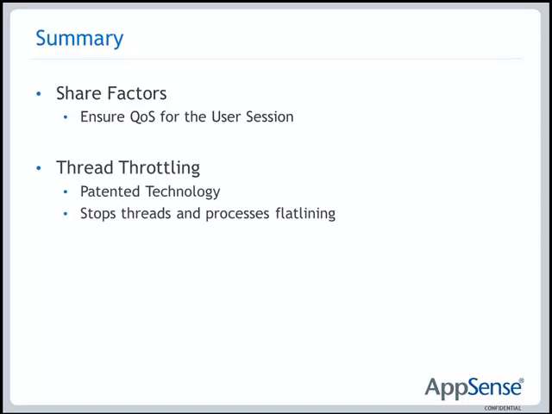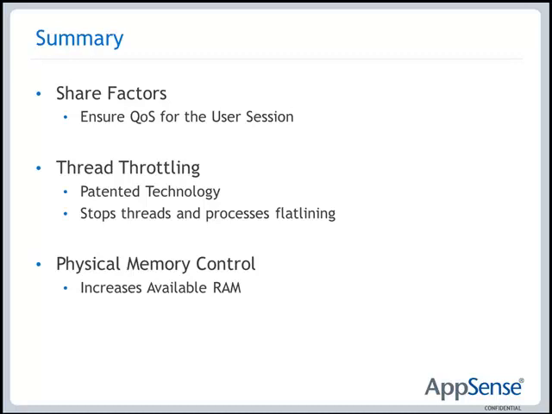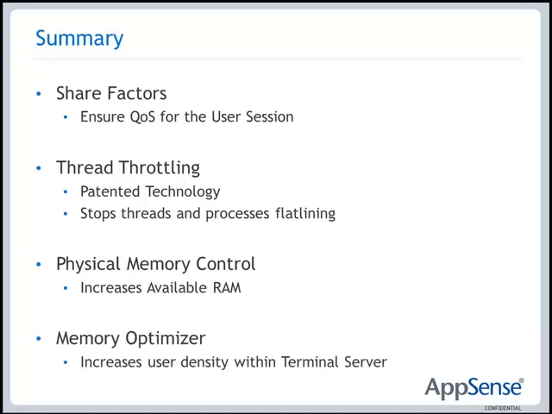Our thread throttling technology, which is patented by AppSense, stops threads and processes flatlining the box, making the box unusable. Our physical memory control, by reducing the amount of physical memory used by an application, we can increase the amount of available RAM on the Windows box, and thus the amount of RAM that's available to user sessions. And our memory optimizer technology increases the user density within terminal server. On average, this will gain around 20 to 30% extra users on a terminal server environment box.